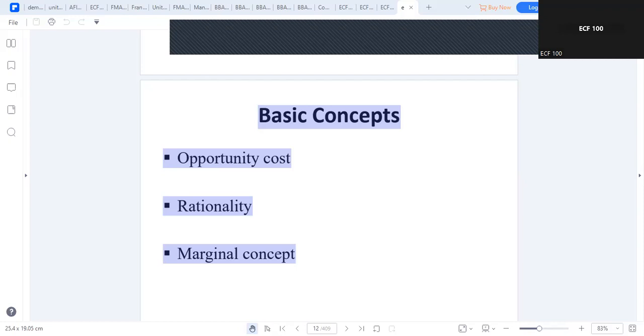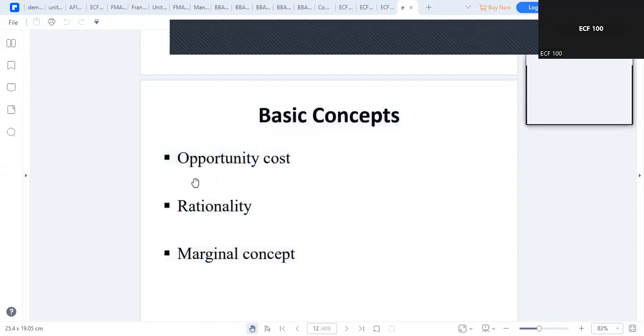So these are the three basic concepts that will give a fundamental understanding in economics. I'm an economist by profession, so I try to bring these to their simplest possible manner.